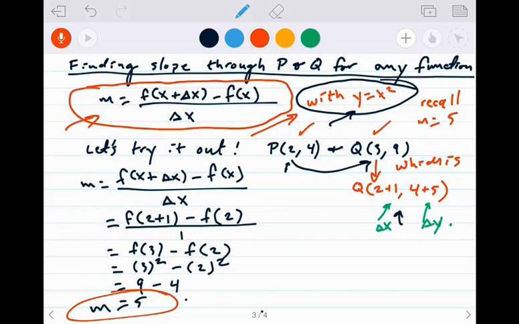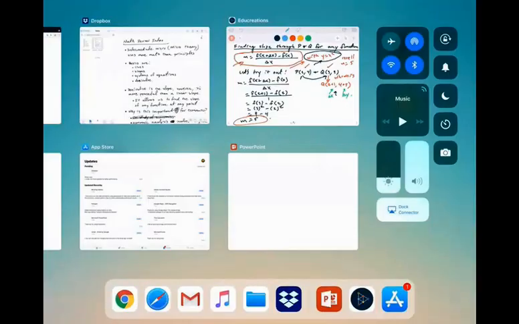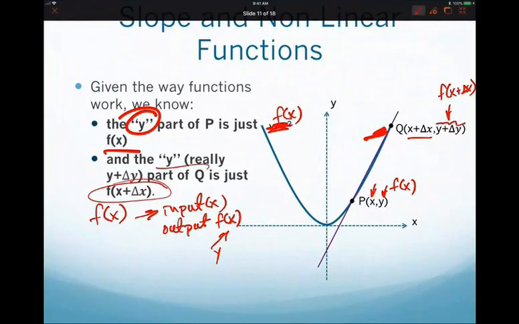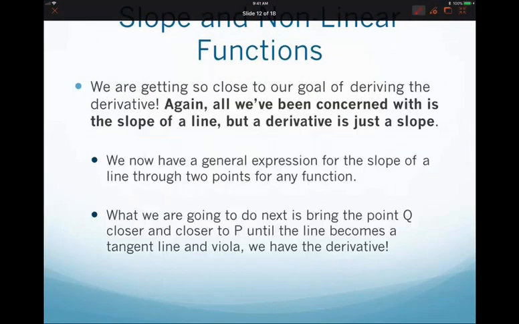Okay. Now we're getting there. We're pretty close. Let's jump back to PowerPoint here. So we're getting close, we're getting pretty close to having the derivative.